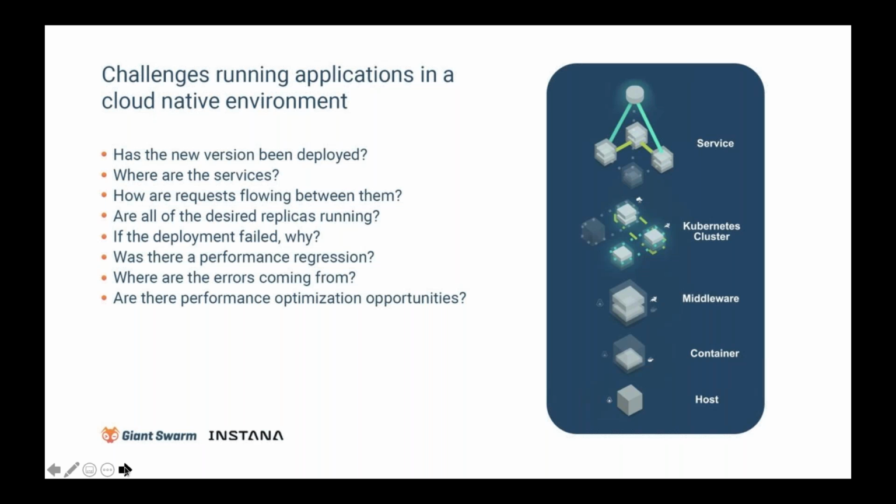Do I have a performance regression of my last deployment? Is there something that I need to look into? I'm seeing errors, but where are they coming from? What about my performance overall, right? Can I optimize a bit? So there's tons of challenges, tons of everyday examples that people are asking themselves, and with cloud native applications running on Kubernetes, we see them facing these increasingly. And this is a start, right? We're going to see more.